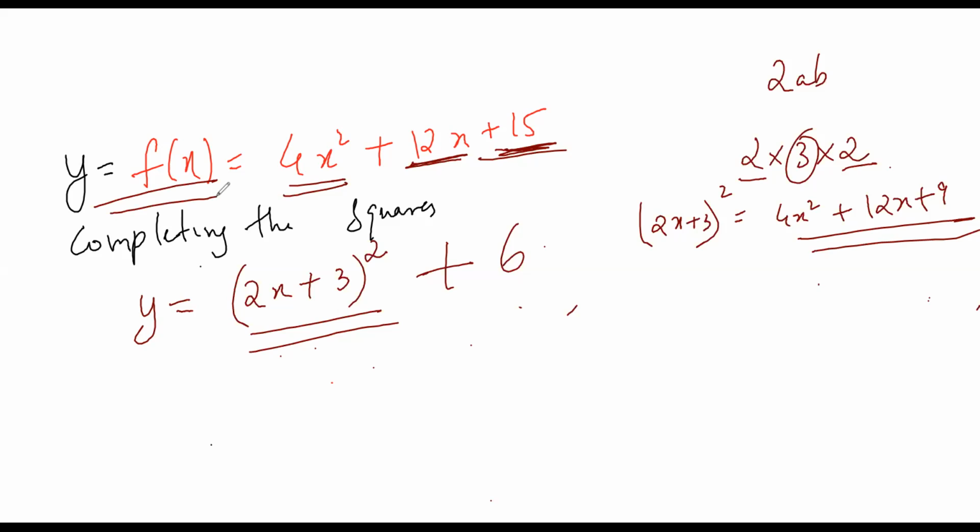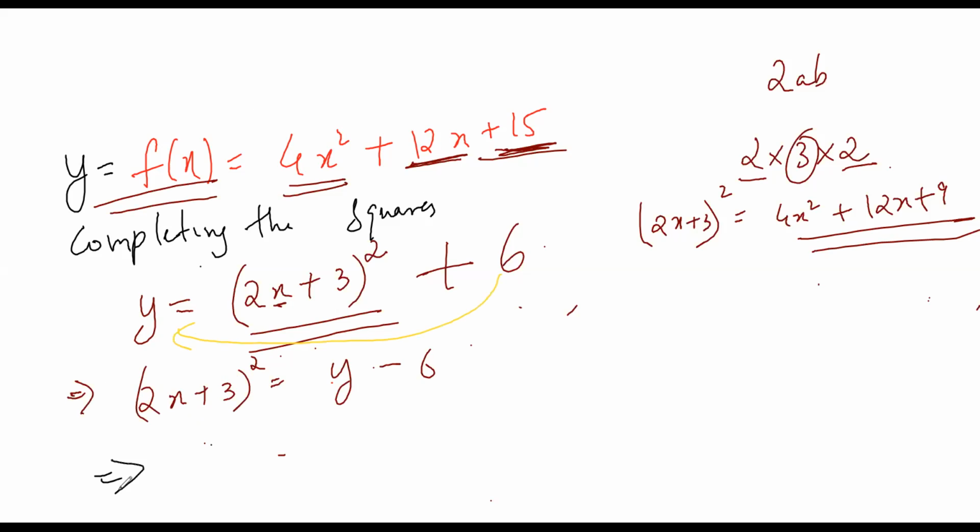Okay. How to find x from this? This implies 2x plus 3 the whole square. I'm just bringing the 2x plus 3 the whole square, making it like that itself. Okay, is equal to y minus 6. This 6 is going this side. Y minus 6. I just rearranged it and wrote, that's all.